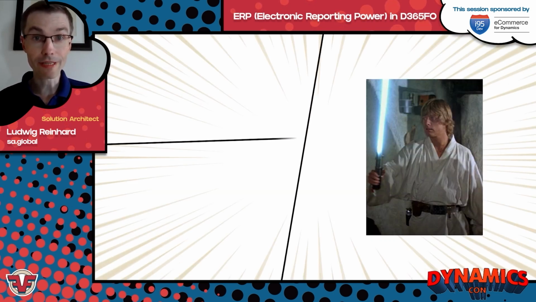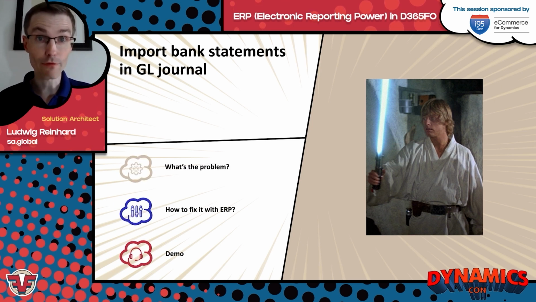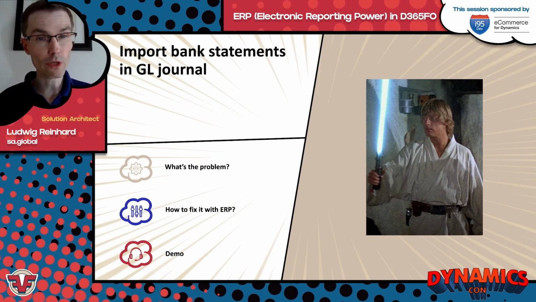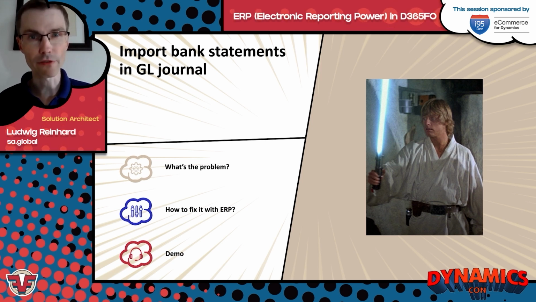Okay, so then let's get started with our first part, with our first weapon, the import of bank statements in general ledger journals. What I have prepared in the following are basically three parts. First of all, I will explain what the problem is. Then I will demonstrate what you can do to fix this problem. And then we will jump over to a demo in the system before I go over the different slides again that give you some additional hints and tips on what you can do to implement this in your environment. So let's get started with the slides first.